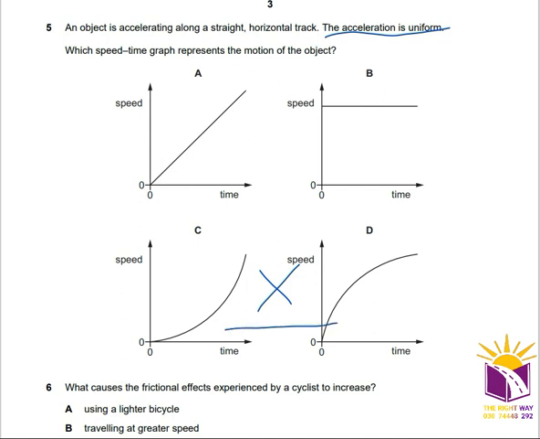In B, the body is moving with constant velocity because the speed is the same for all the time. So the body is moving with constant velocity, so our acceleration is 0. So A is the right option because we are getting a straight line. So our body is accelerating uniformly.